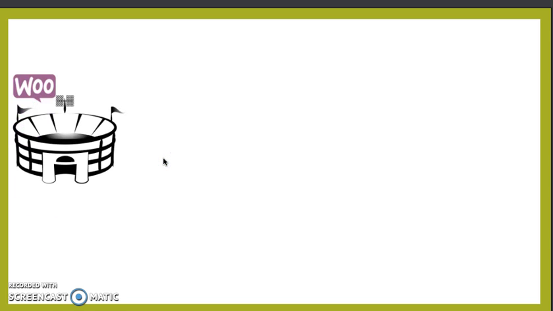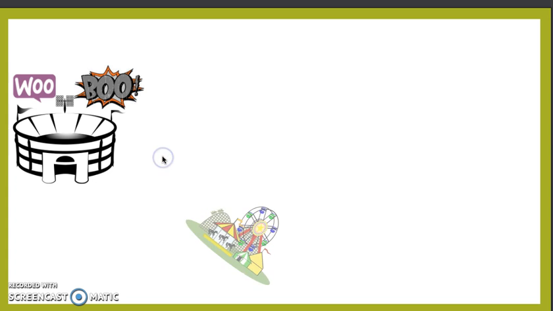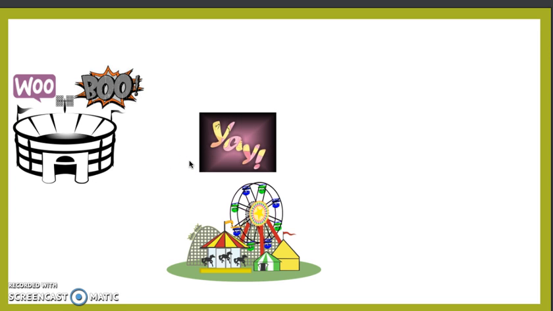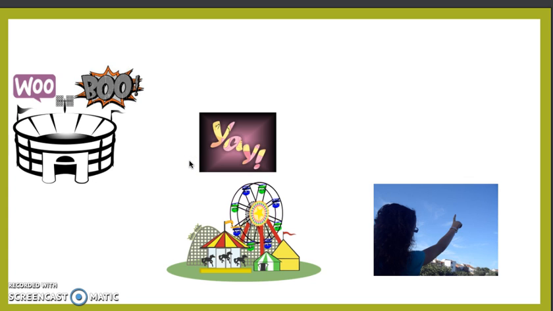So here are some examples. When you go to a stadium, you will hear woo, and of course, boo. When you're in an amusement park, for example, like Knott's, you hear a lot of yay. And of course, you get the typical: when the child looks up to the sky and sees a plane, they say wow.